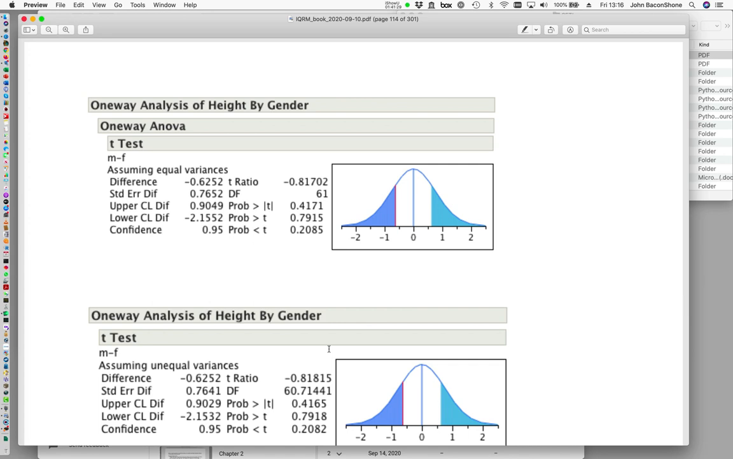You'll see that the degrees of freedom is rather odd. The degrees of freedom is, instead of 61, we get 60.7. This is the adjustment that takes into account that the variabilities are not quite the same in the males and the females. But it's so similar that we get almost the same result, because of course the difference is the same. It's still minus 0.625, just that the standard error and the degrees of freedom are slightly different.